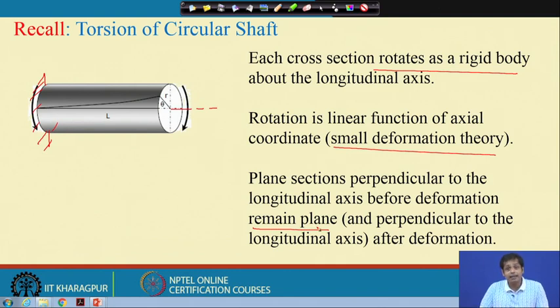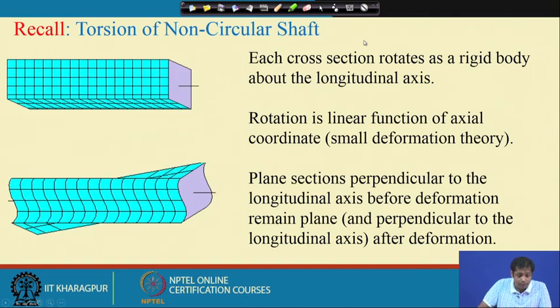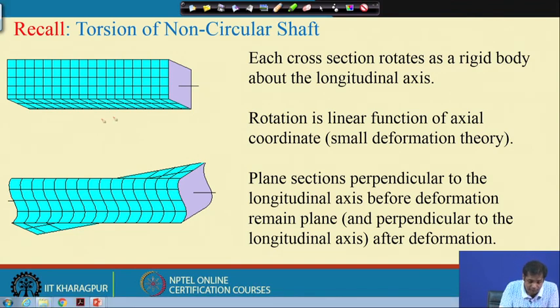Now, as I just said, assumptions are limitations. There are many places where these assumptions are not valid. For instance, if we take the case of a non-circular section, here the example is given as a square section. This is the undeformed configuration of the section, and this is the deformed configuration of the section.